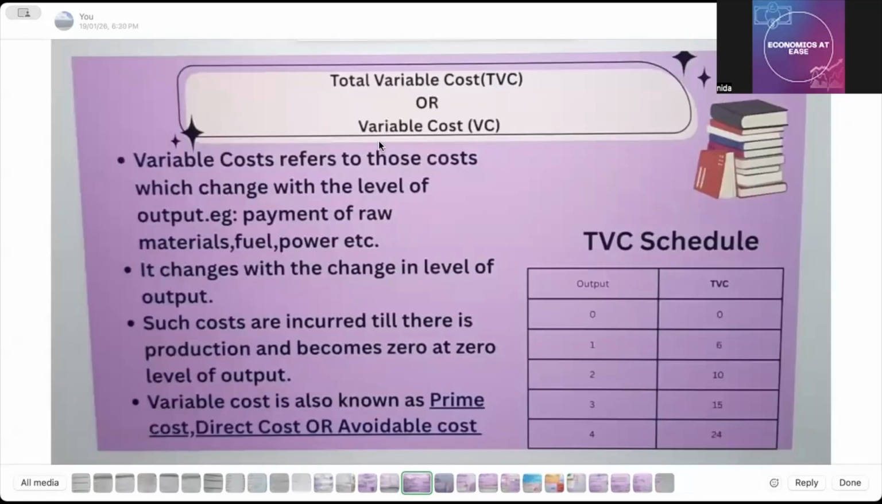Okay. Then total variable cost, as the name itself indicates, variable means change. So it can be changed with the level of output. Example, payment of raw materials, fuel, power, etc. As the output increases, it can increase, and as there is no output, then you can decrease it also. So as the output increases, the TVC also increases.